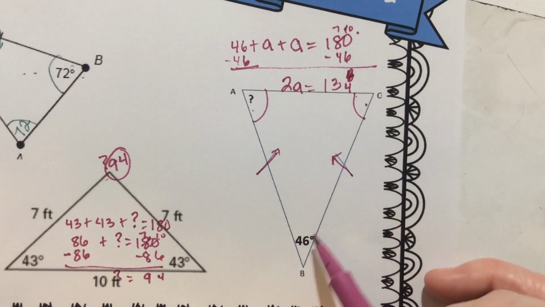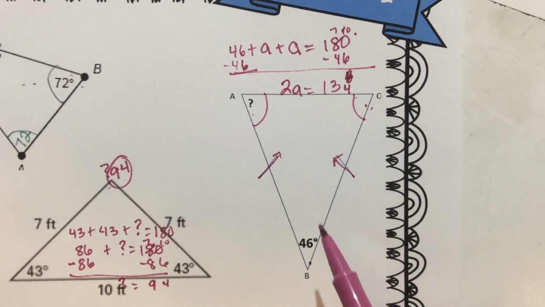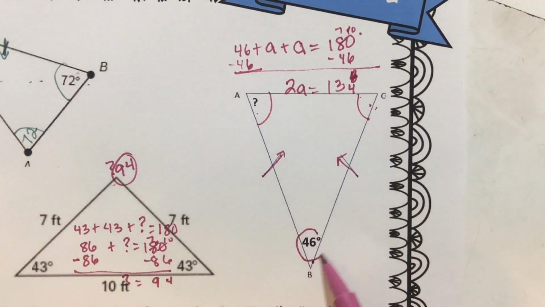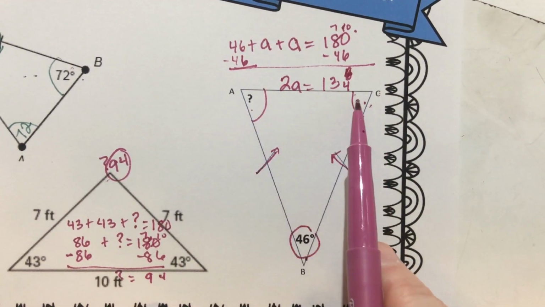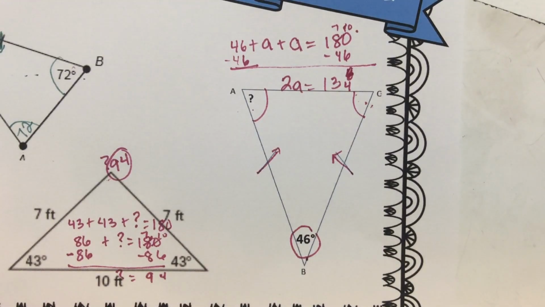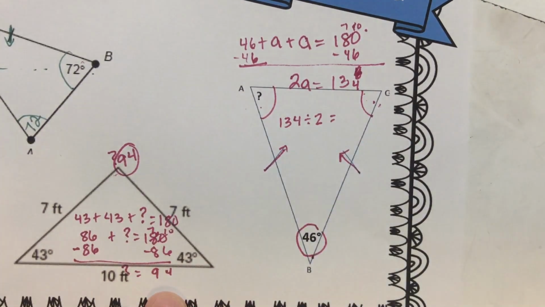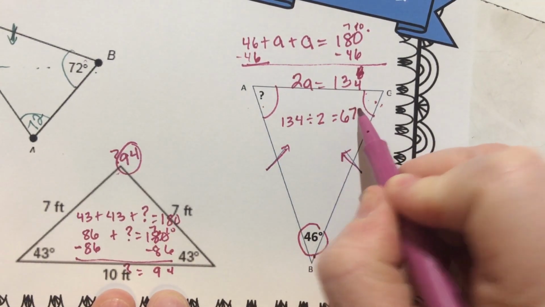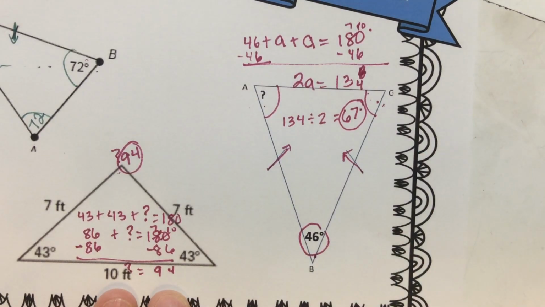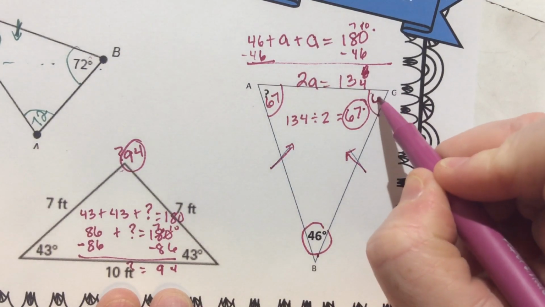Okay, so this means that 46 plus this one is 180. So if I subtract 46, I get 134. But that 134 is the total of these two together. But since they are congruent or equivalent, I can divide by 2. So, was that 67? 67 degrees there. Okay? So that means A is 67 degrees and so is C.